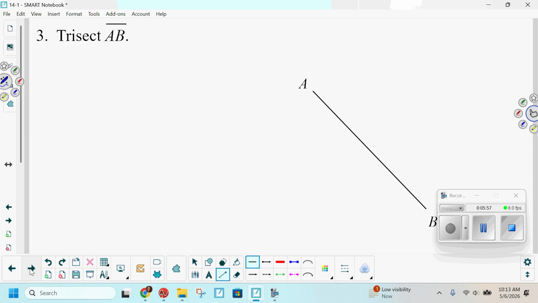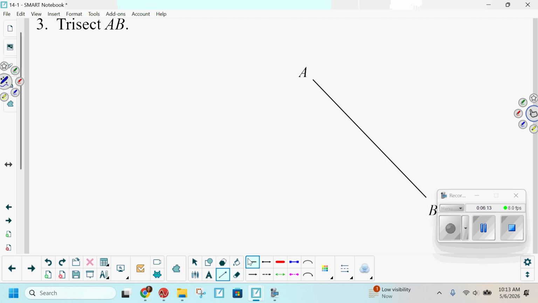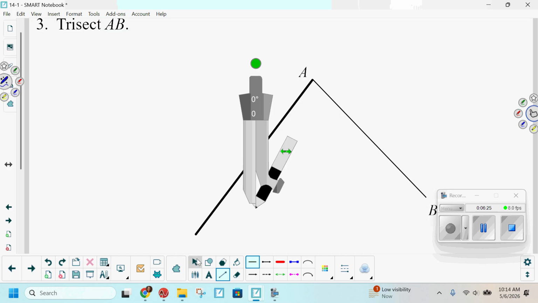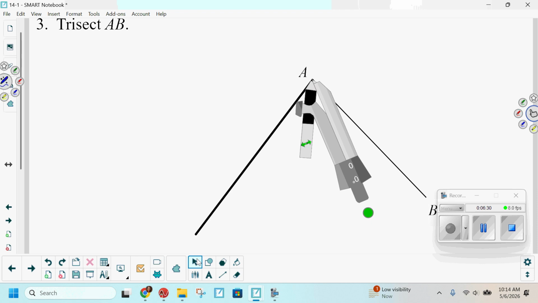All right, trisecting AB. So this is a little tricky, but basically what they want me to do is break up AB into 3 congruent pieces. So the way I do this is I take my straight edge and I'm going to draw at any angle of my choosing another long line. And then I'm going to take my compass and break that new segment I just made into 3 congruent segments. And I don't have to use all of it.